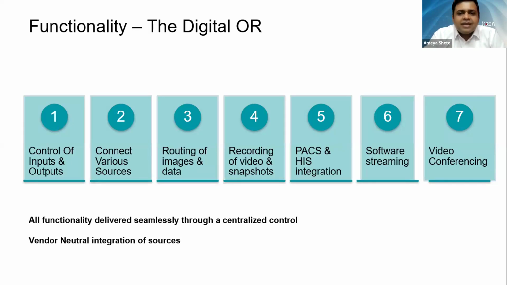The fifth one is the PACS and HIS integration. So you should be able to pull in data from your existing PACS system or HIS system, so that you can view the CT scan, MRI, lab reports, patient demographics right inside the OT without going anywhere. You should be able to see everything from within the OT itself.